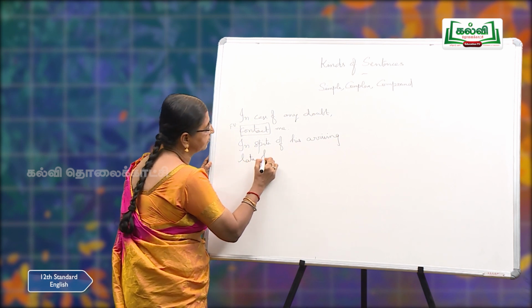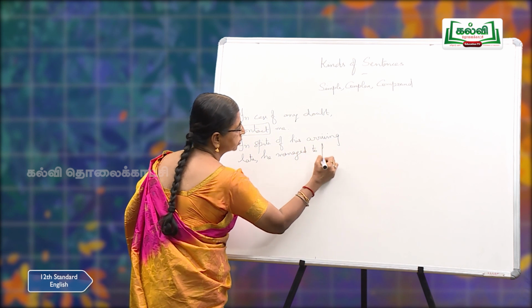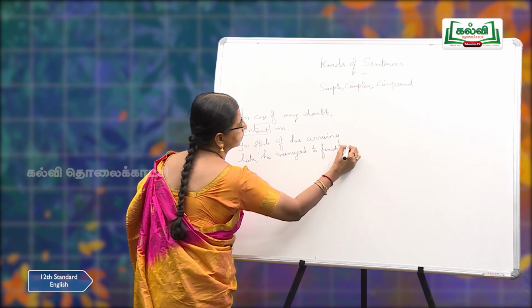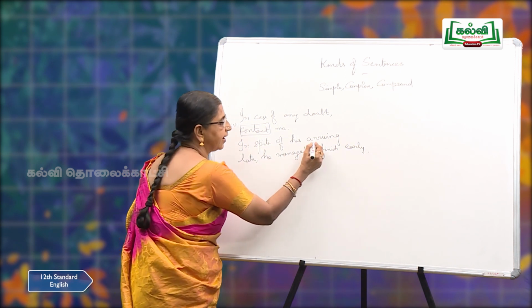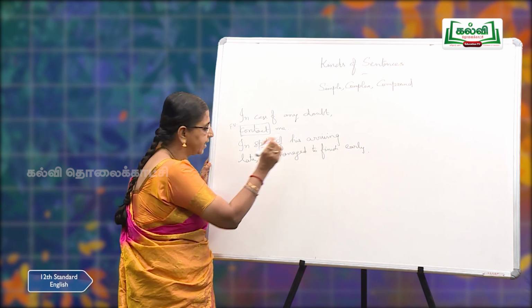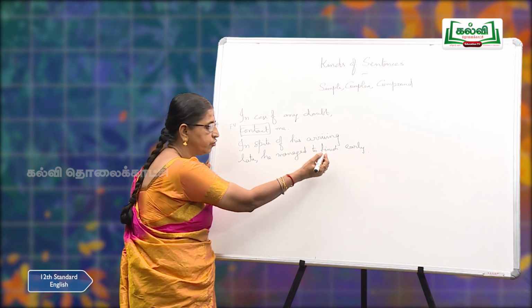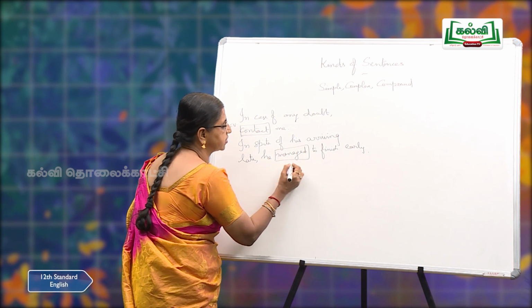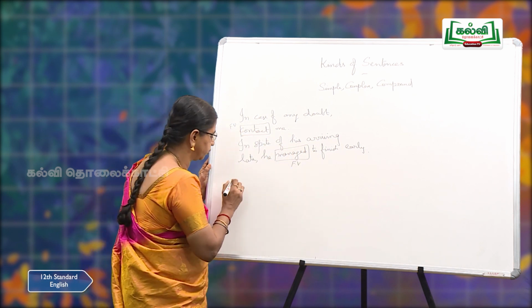Again, I will give you a lengthy sentence. He managed to finish early. So, in spite of is the phrase, arriving is verb plus ing, non-finite. Then to finish, to plus verb, which is a to infinitive, non-finite again. So, managed is your finite verb.